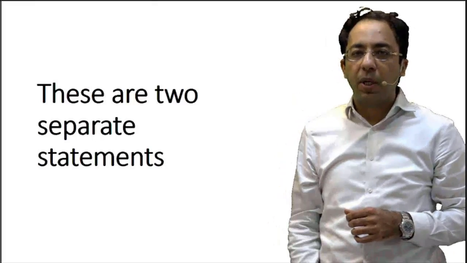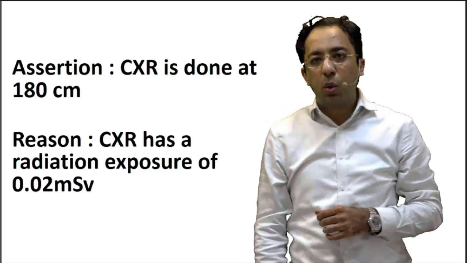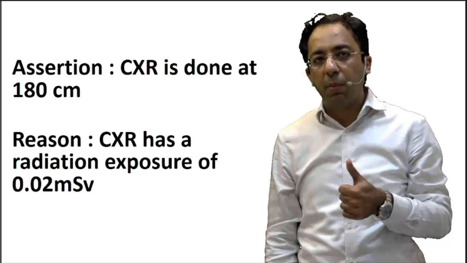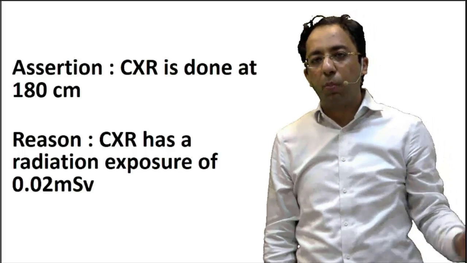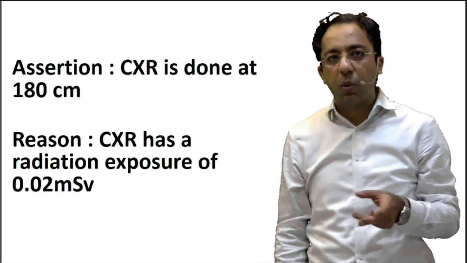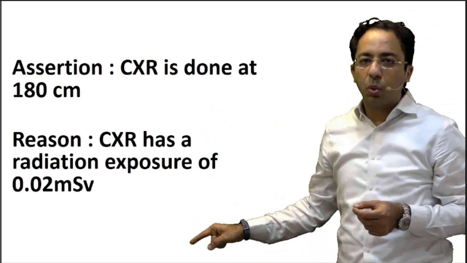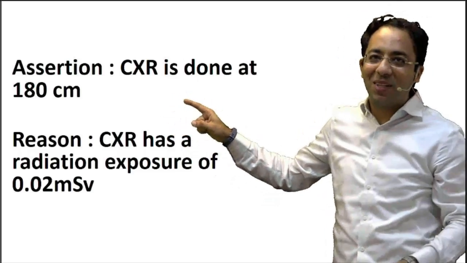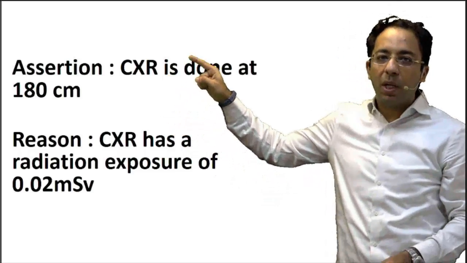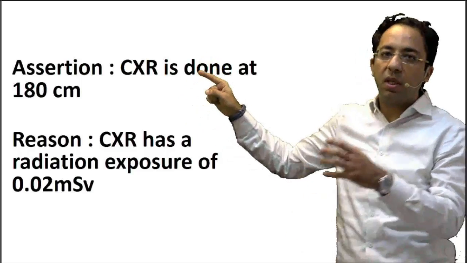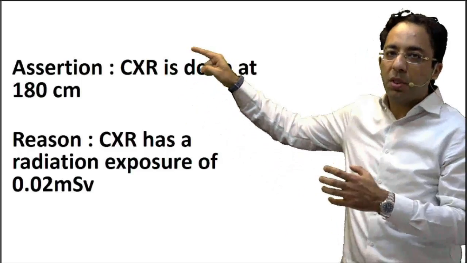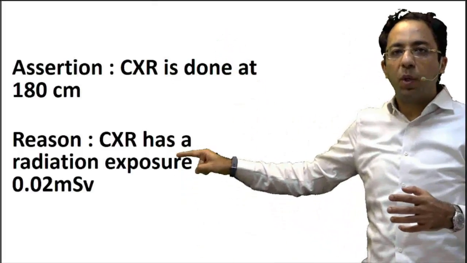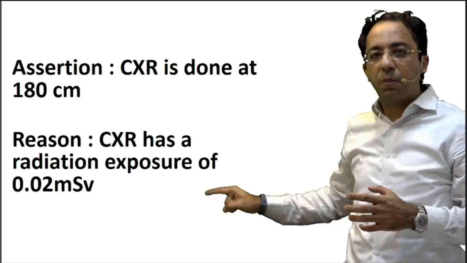Read them independently. So now we are reading two statements independently. Chest x-ray is done at 180 centimeter. Statement number 1. Chest x-ray has a radiation exposure of 0.02 millisievert. Statement number 2. Both of them have a value to it. Usually I've seen the values would not be fudged most of the time, but we can't take that as a given. But with my own knowledge of whatever I've studied in class, chest x-ray is done at 180 centimeter. Correct. Chest x-ray has a radiation dose of 0.02 millisievert. This is also a correct statement. Both of them are correct statements.